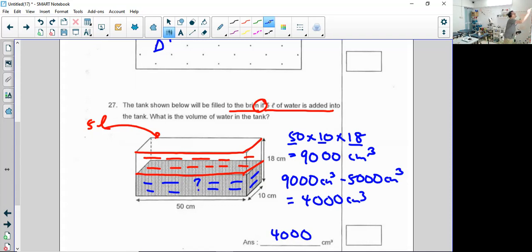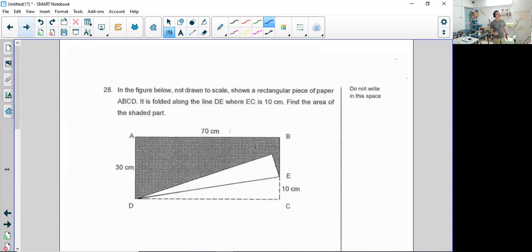Okay, question 28, we are coming to the end of paper 1 soon already. There's a method here. Every time you see folding, what do you do? You unfold it, and that's what you see in the diagram. So when you unfold it, there is a line of symmetry, or a folding line. I call it the symmetry line. So the two triangles that you see are identical, mirror image. What is symmetry? It means the left and right, the two sides are identical.